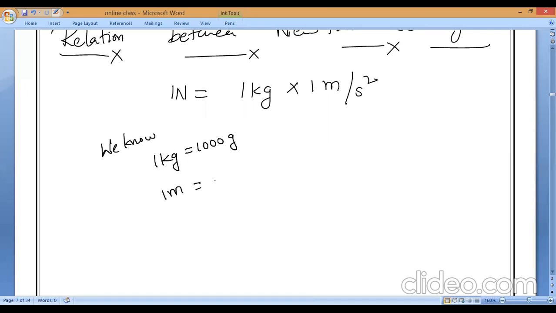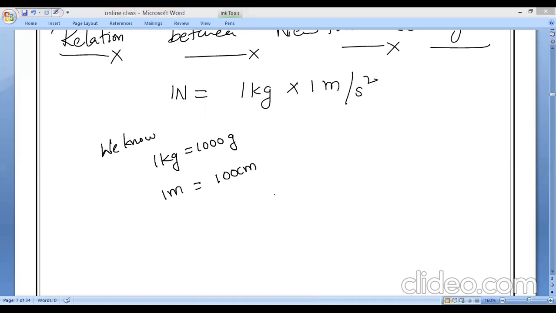1 meter is equal to how many centimeters? 100 centimeters. Is it any other thing? That's all. Arun Kailash, no response. Don't join from tomorrow. Strictly, I'm saying. I'll say to mother also.